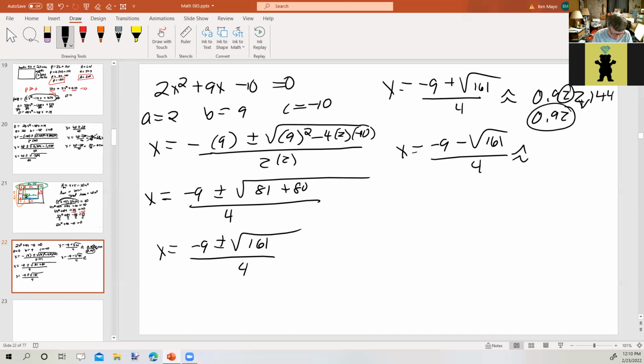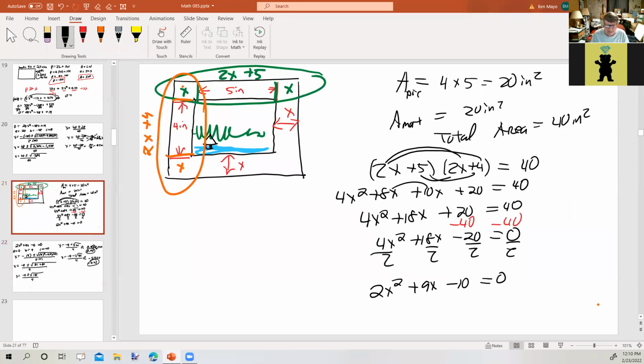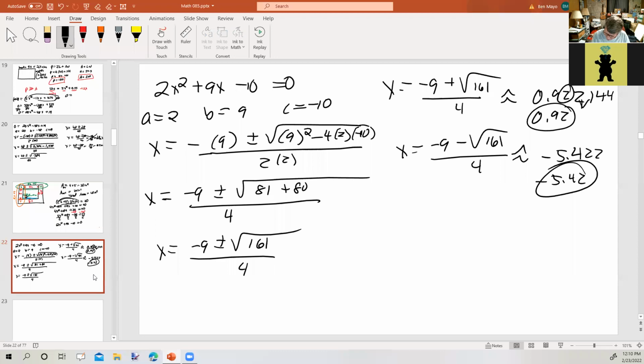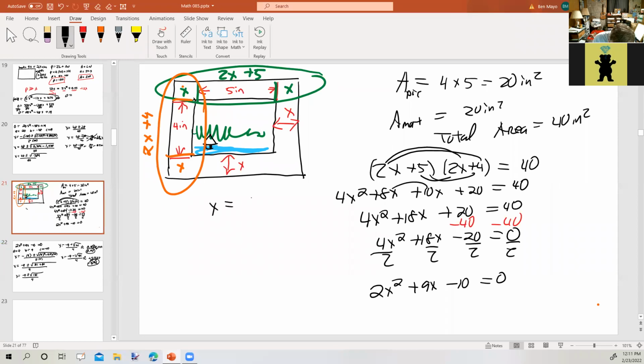And then the minus, I get negative 5.422, so negative 5.42. But once again, we're dealing with an x that is a distance or a length. So in this case, we throw out the negative. So x is 0.92 inches. And the question said, how wide is the matting? So to the nearest hundredth, 0.92 inches. So almost an inch, right?